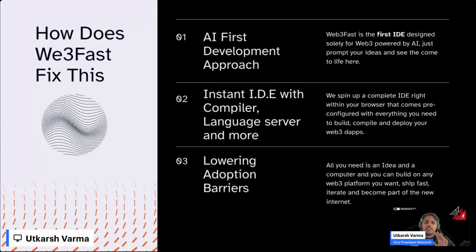So you not only have an AI helping you build your app, but you have an IDE that comes pre-plugged with all your language servers, your compilers, and other goodies. So you can easily get started coding by yourself if you choose not to use the AI at all. And overall, it just lowers adoption barriers for protocols in general.